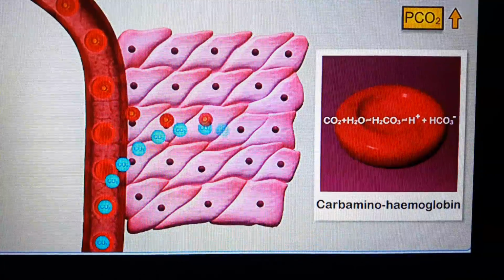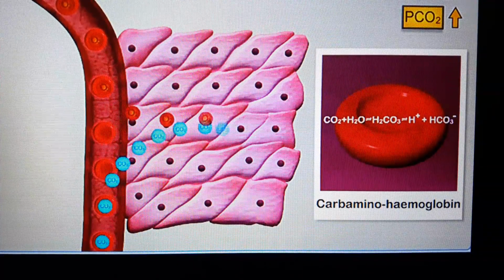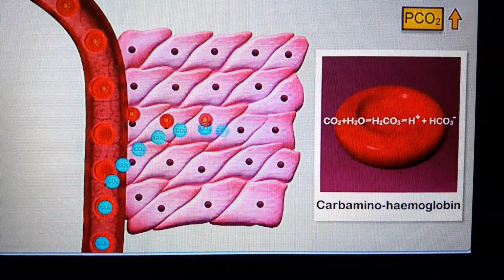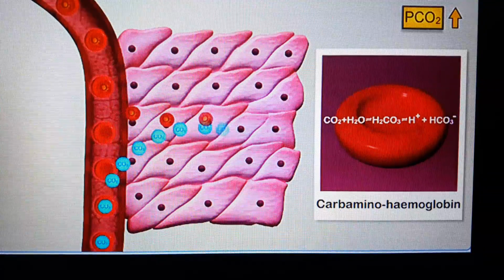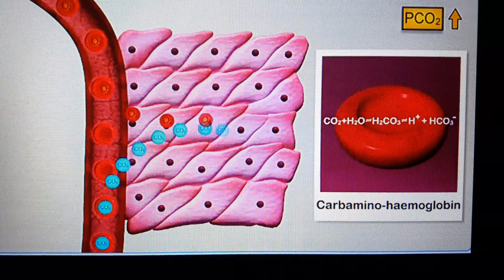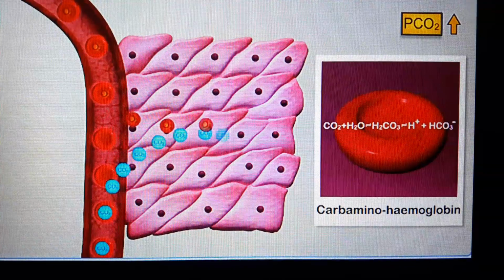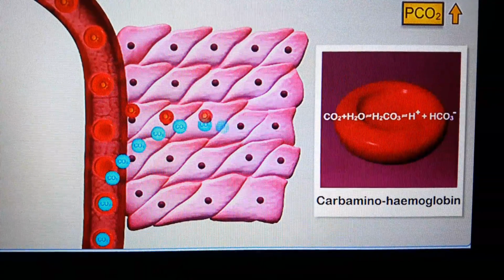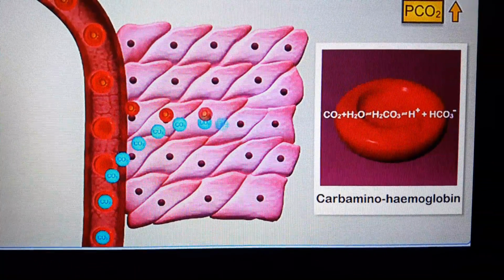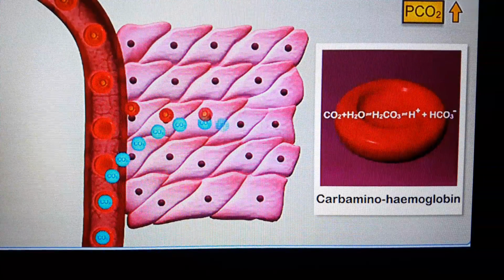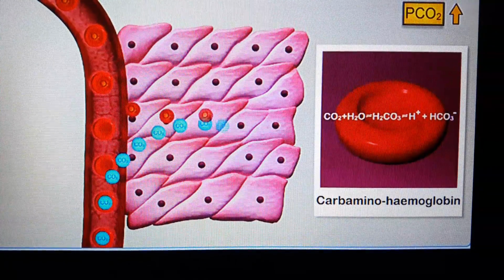So friends, as you know, 70% of carbon dioxide is carried in the bicarbonate form. So how is carbon dioxide transported in the form of bicarbonate ions between tissue and capillaries? Just look.